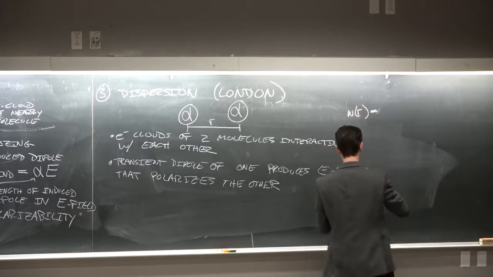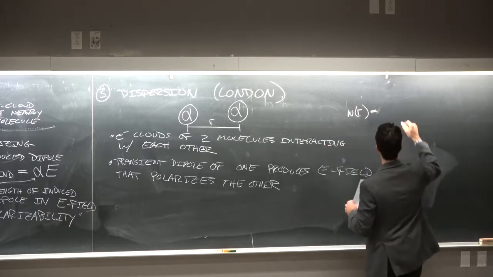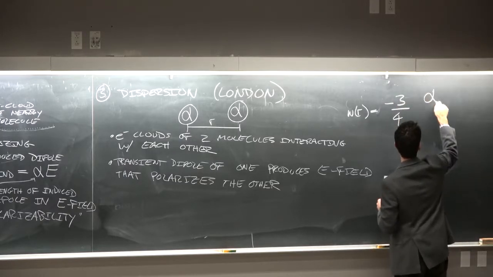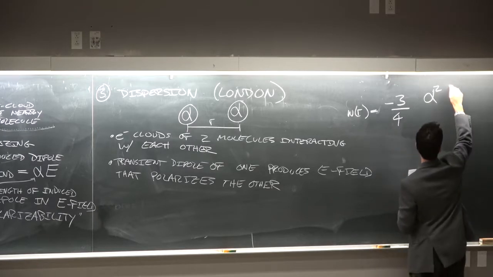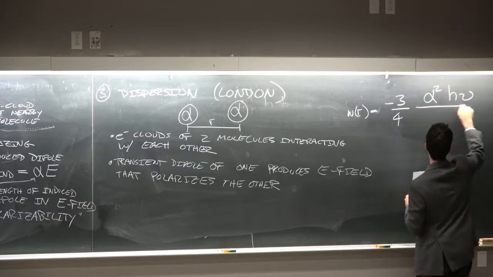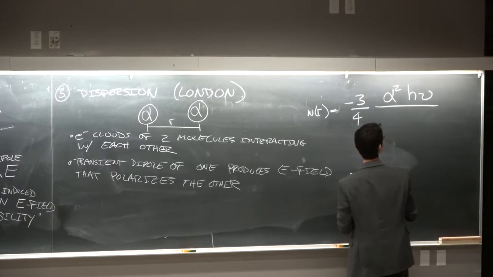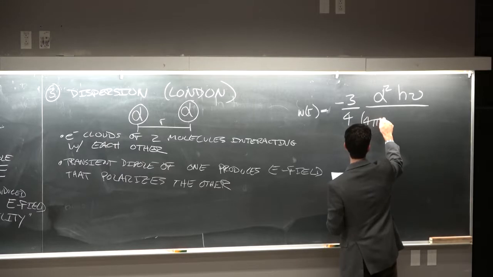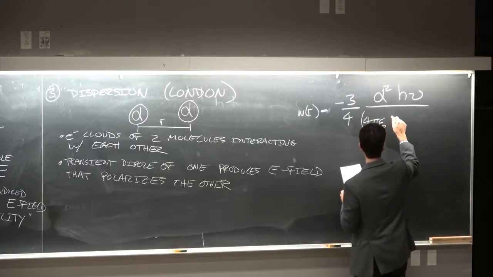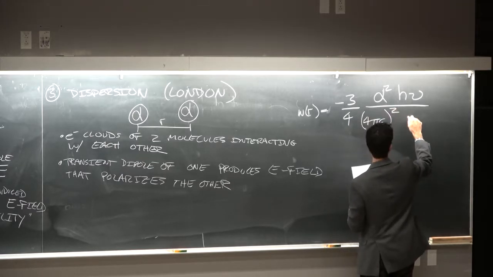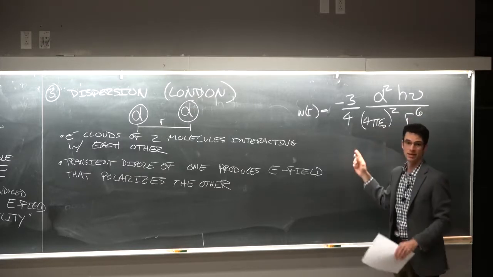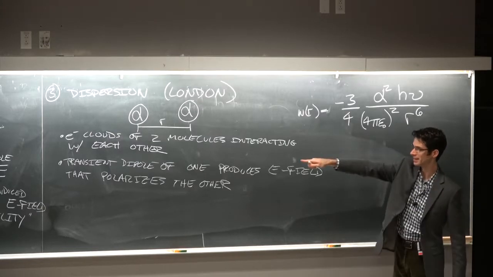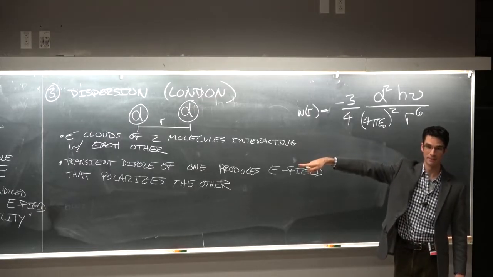The interaction potential energy is minus 3/4 times the polarizability squared times h nu, over 4 pi epsilon naught squared r to the 6th. We're going to consider the case of a vacuum only, so we're going to assume that epsilon is 1.